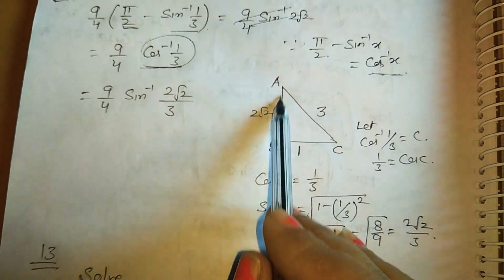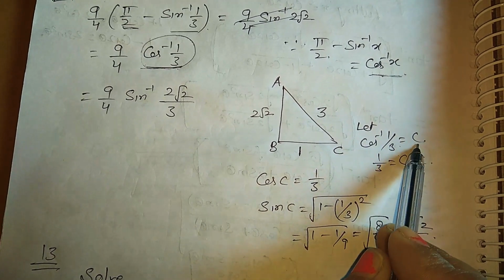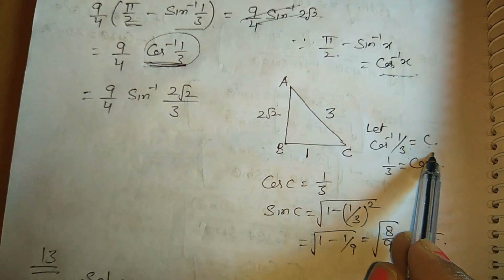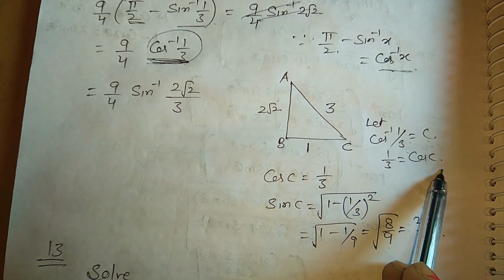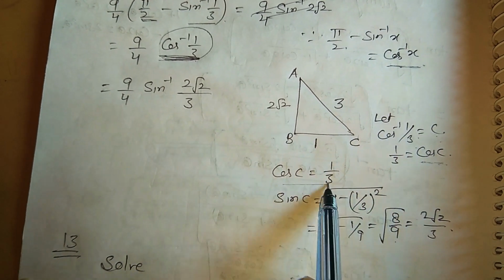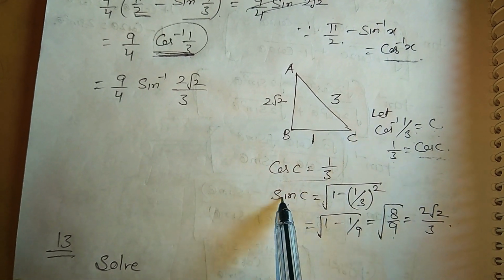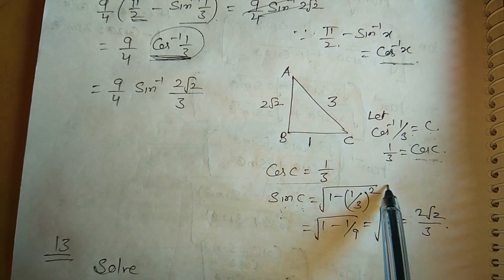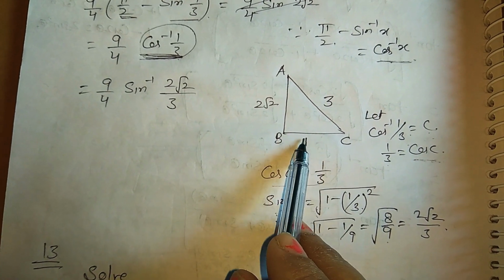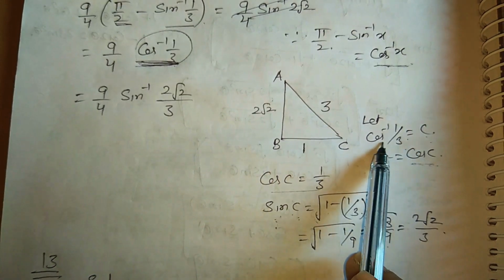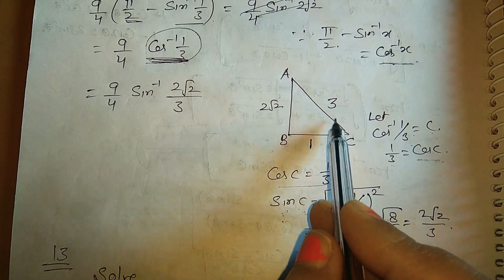Suppose ABC is a triangle in which we take cos inverse 1 by 3 as C, and we will change it into sine form. So 1 by 3 is cos C. We can solve it directly also. You have cos C as 1 by 3, so you can change it into sine. sin C is equal to square root of 1 minus cos square C. Or you can find it here: cos C is base upon hypotenuse, 1 upon 3, base upon hypotenuse.